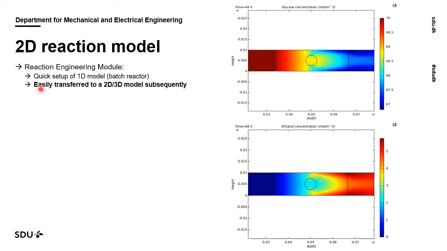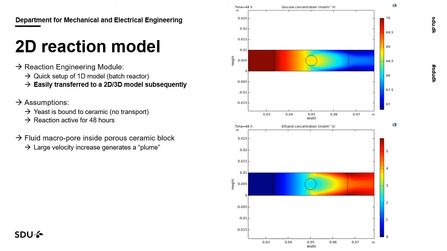So like I said, we can easily transfer this to a 2D, 3D spatial model. This happens quite automatically. Of course, we still have to define our boundary conditions and various domains. But here we have assumed that the yeast is bound to the ceramic only. Again, we have this ceramic slab and a macro pore in the middle here. And then we look at the first 48 hours where we're pumping glucose-filled solution in, and then we're getting ethanol out at the other side.